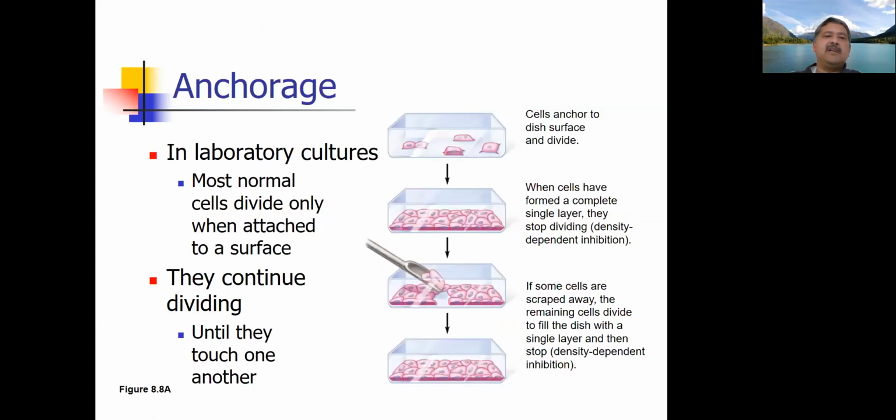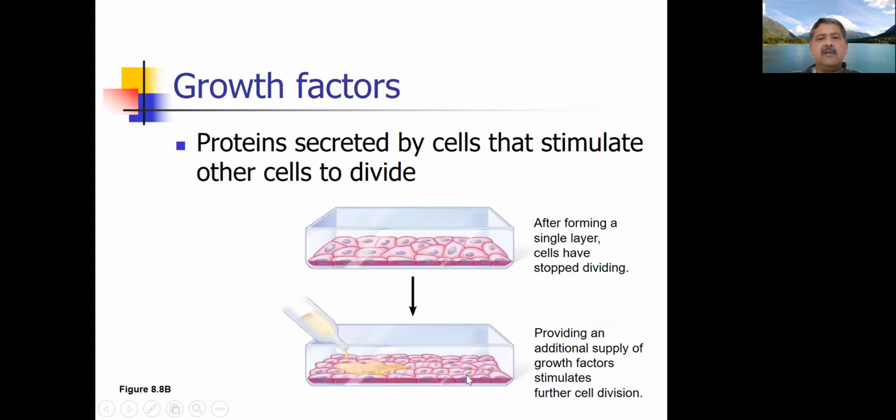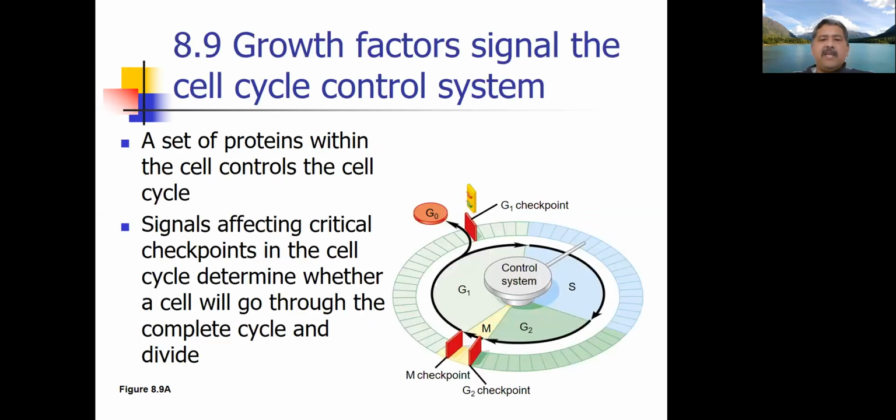Now, practically speaking, why is it useful to know about mitosis, medically speaking, and in the laboratory? You can see here that most normal cells divide only when attached to a surface, and they keep going until they start to touch another cell. So right here you can see the cells are growing and growing, but finally they stop because they're touching each other. Well, we found out that the addition of a protein called a growth factor can influence these guys to keep growing. And that's what cancer cells do. Cancer cells don't know when to stop.